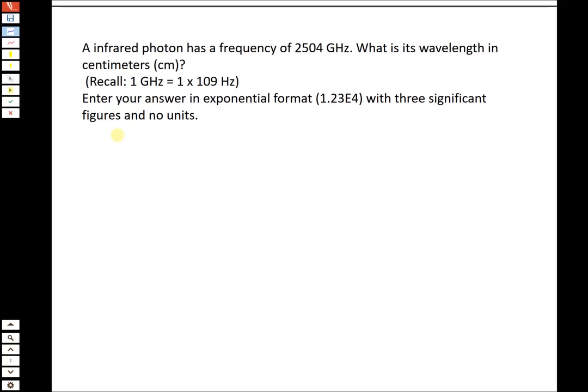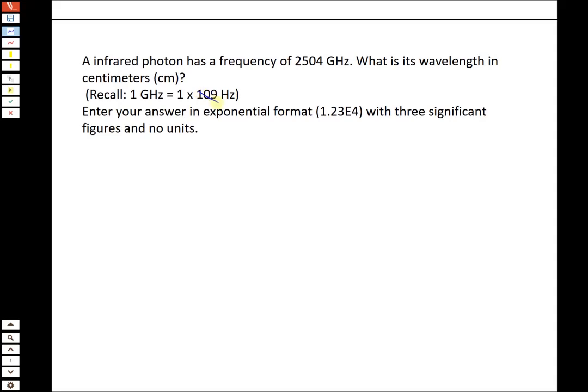So the first one here is dealing with the relationship between frequency and wavelength. So we're saying that an infrared photon has a frequency of 2,504 gigahertz. What is this wavelength in centimeters? Recall that 1 gigahertz is 10 to the 9th hertz. I didn't format that quite correctly, but that's what it should be, 10 to the 9th.